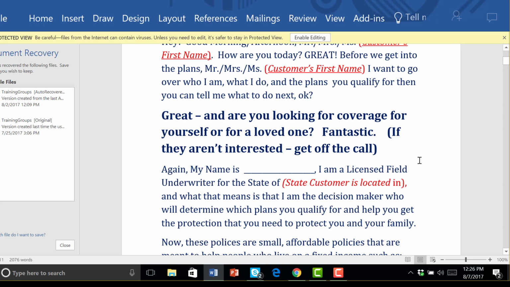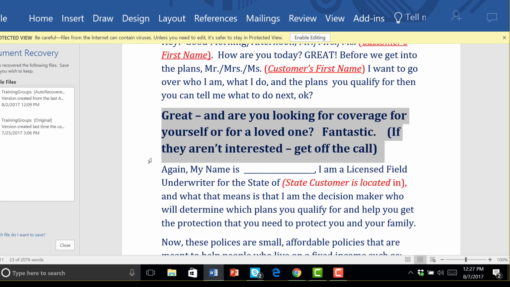Now, what we added here from the long script, we put right at the front because it's almost a soft close immediately. "Great. And are you looking for coverage for yourself or for a loved one?" And then whatever answer they give you, "Well, I'm just looking for myself." "Fantastic." If they say, "Well, I'm not really interested in nothing. I thought this was about tooth insurance or dental insurance or whatever." "Oh no, this is final expense insurance. We can get you a plan anywhere between $10,000 to $30,000. Now, are you interested in coverage for yourself?"